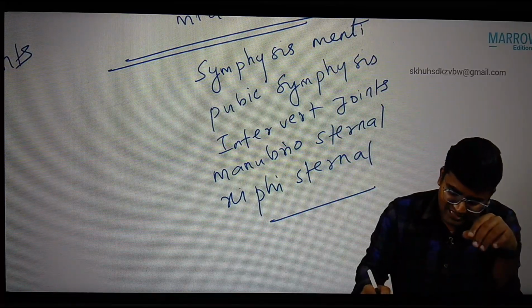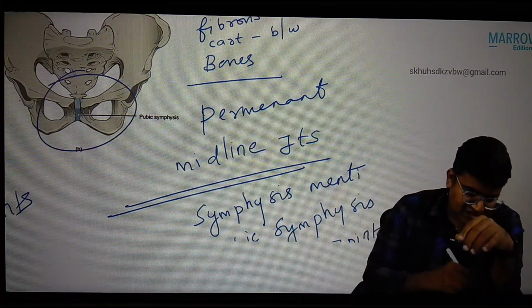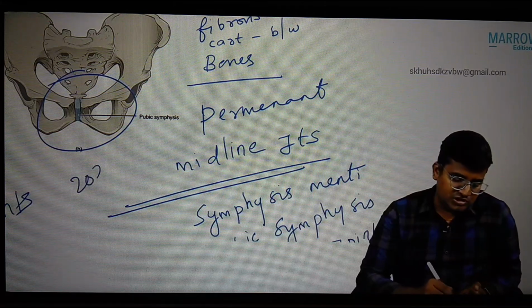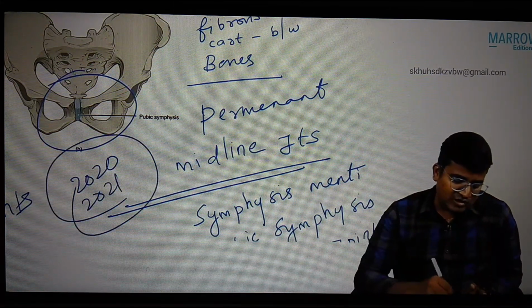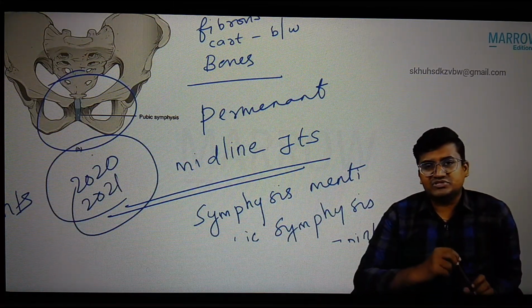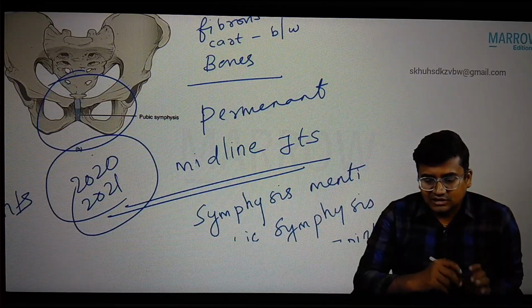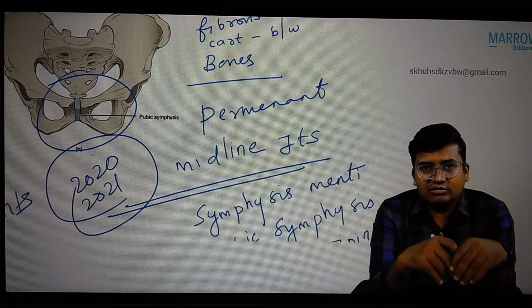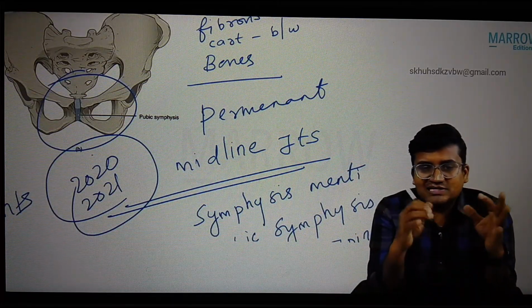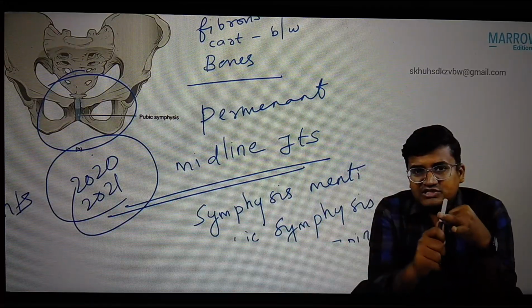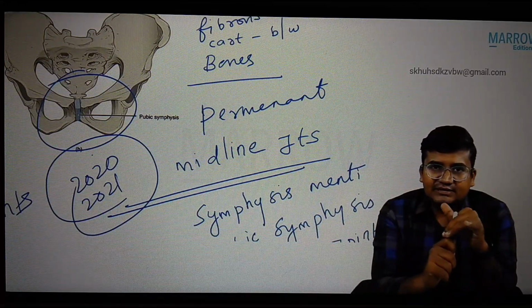Now pubic symphysis is an image-based question. Yes, two times they gave this question: 2020 FMG exam, 2021 FMG exam. So that's all about the various types of joints. We discussed synovial joint, fibrous joint, and the cartilage joint.